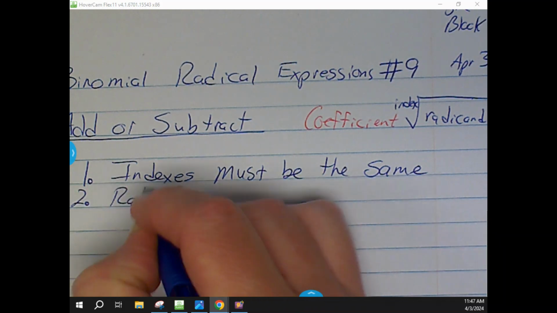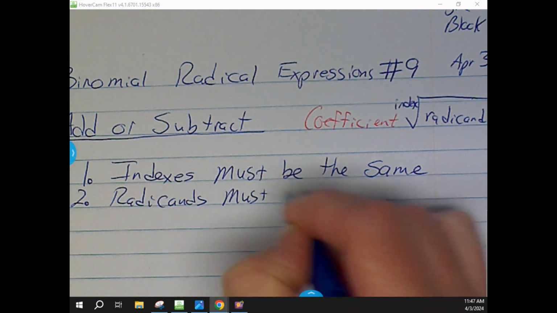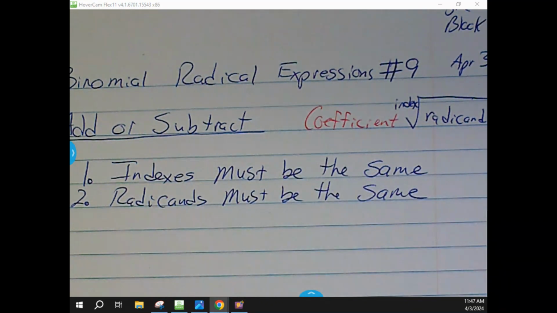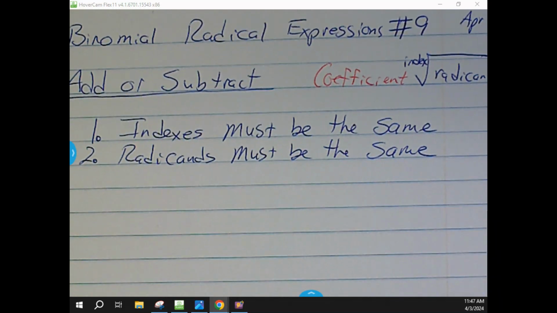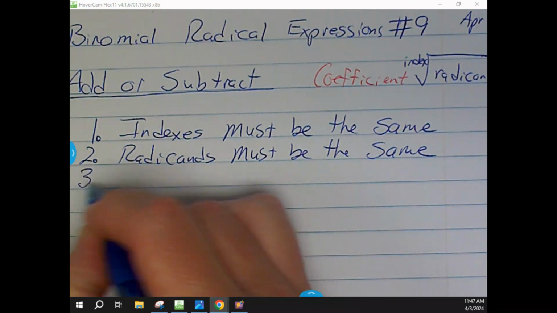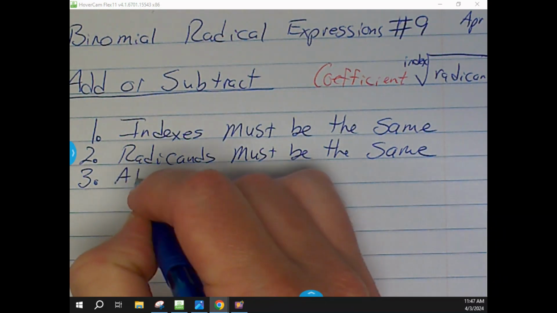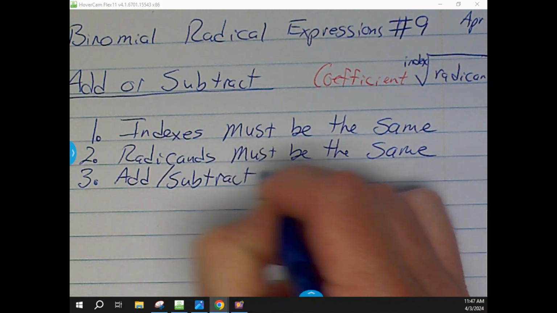All right, second thing is the radicands must be the same. So first thing, index has to be the same. That's the first check. Second thing is the radicands, what's on the inside, has to be the same. And if those two things are the same, then you can go to step 3, where you add or subtract the coefficients. Whatever the signs tell you to do, that's what you do.